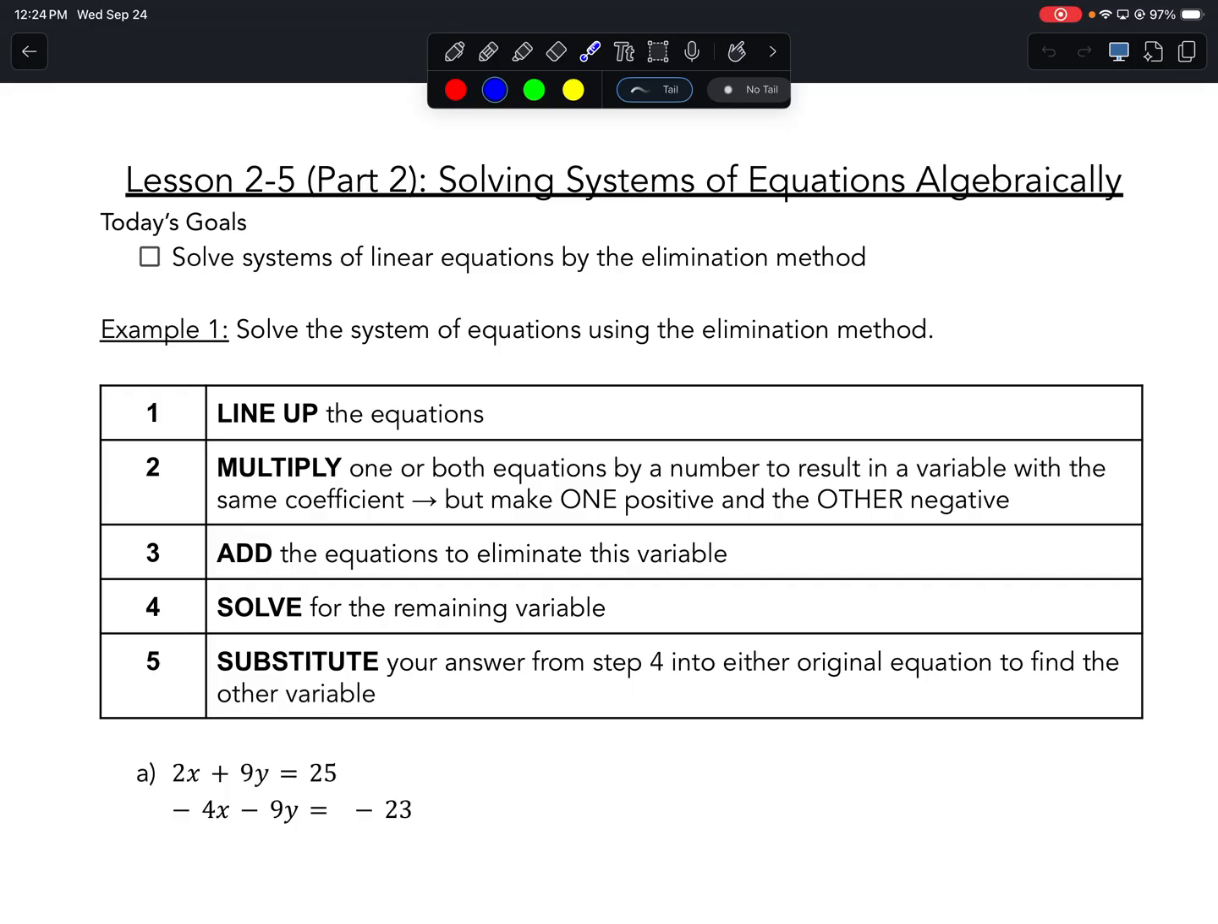Solving systems algebraically, we are using the elimination method. Remember, we previewed that yesterday because that very last story problem, we used elimination. So with elimination, you don't always have to multiply one of the equations or both of the equations. Sometimes x or y will just cancel automatically.